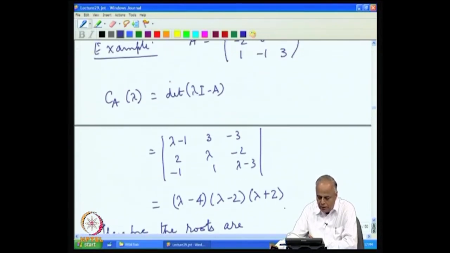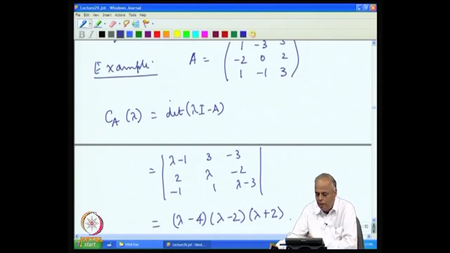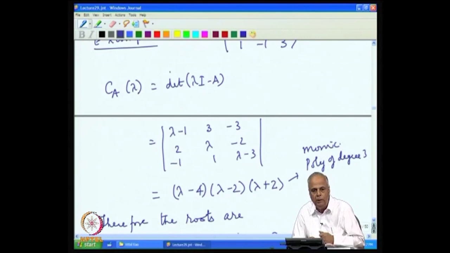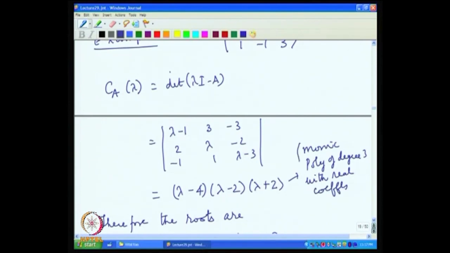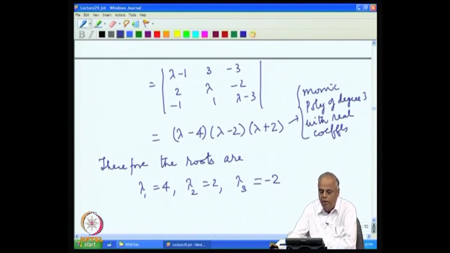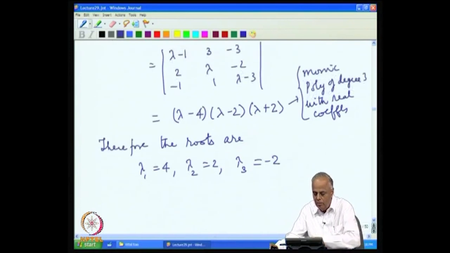So, here is a matrix A. When we write the characteristic polynomial and expand this, you will get lambda cubed as the first term. So, it is a polynomial of degree 3, and since the highest term is lambda cubed, it is a monic polynomial of degree 3, and everything involved is real, so it has real coefficients. So, the characteristic polynomial is a monic polynomial of degree 3 with real coefficients. The degree is 3 because we are dealing with a 3 by 3 matrix. If we deal with an n by n matrix, our degree will be n.